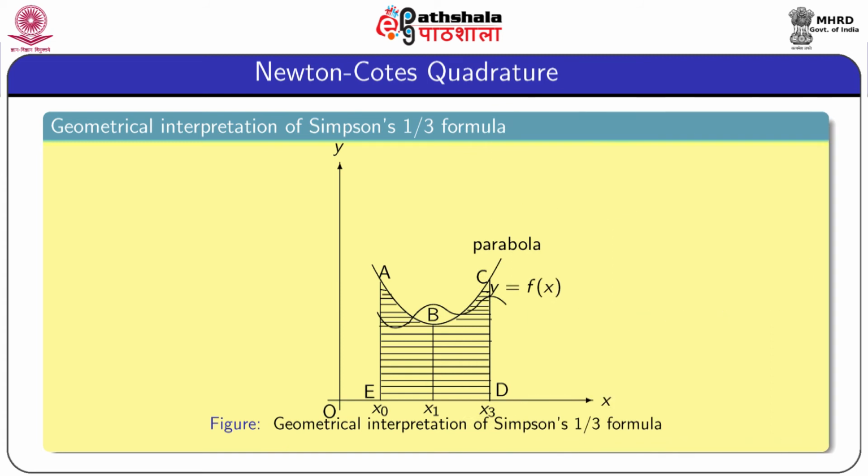Now, geometrically the Simpson one-third formula looks like this. In this formula, the given function y equal to f(x) is replaced by a parabolic curve ABC. That means the area obtained by the Simpson one-third formula, the area of the curve ABCDE, the area bounded by this region, is nothing but the value of the Simpson one-third formula. That means the entire integration is approximated by the area enclosed by the points A, B, C, D and E.